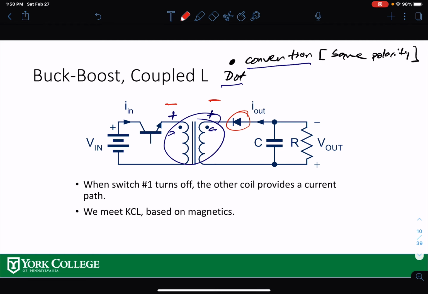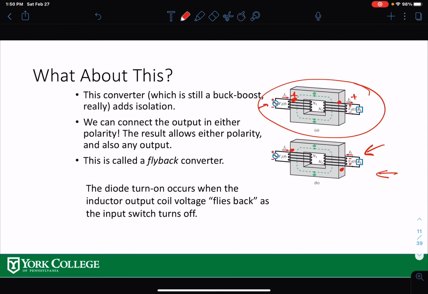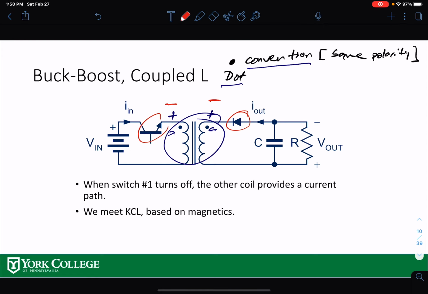So this diode will fly back or start conducting when the secondary output inductor coil voltage flies back as the input switch turns off. We're going to talk about that bit. When the input switch is off, then the secondary switch, which is the diode, starts conducting, because this inductor will make it conduct.